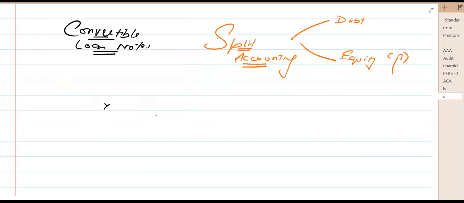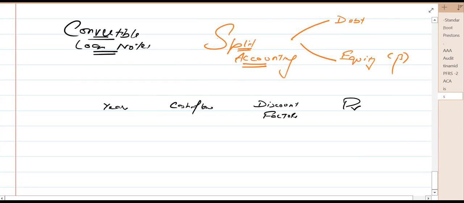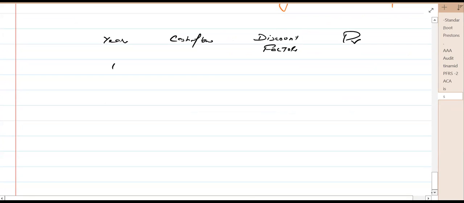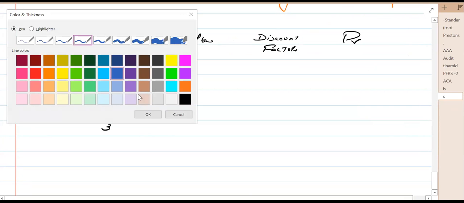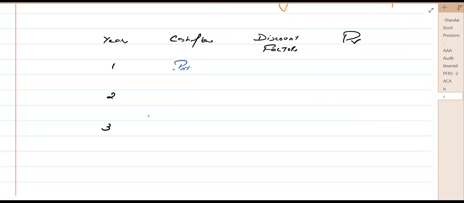First of all, you take the year column. Again, you will be doing this in Excel. Then we have the cash flow, then the discount factor, and then the present value. Remember, for example, if the bond is for 3 years, in year 1 you only have the interest. Remember, this is the payment. How do we calculate it? We take the nominal value of the bond times the nominal rate.